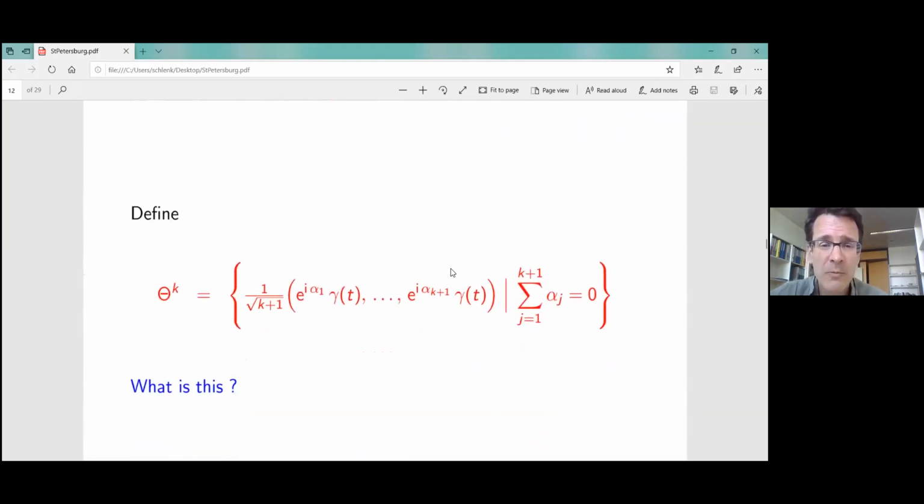So I give you the answer, but I will come back to it. So you take this gamma of t curve, and you act on it by a k torus. So there are k+1 variables, but there is a condition on the angles alpha_i, namely their sum should vanish. Otherwise, it would not be Lagrangian. And then this scaling 1 over root k+1 is not important. It's only for later, for certain sizes. Okay, so this is the answer. This I call a twist torus.